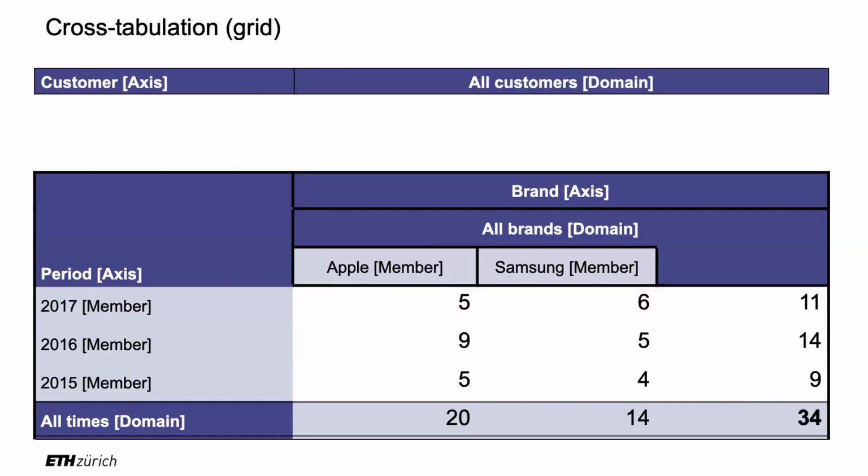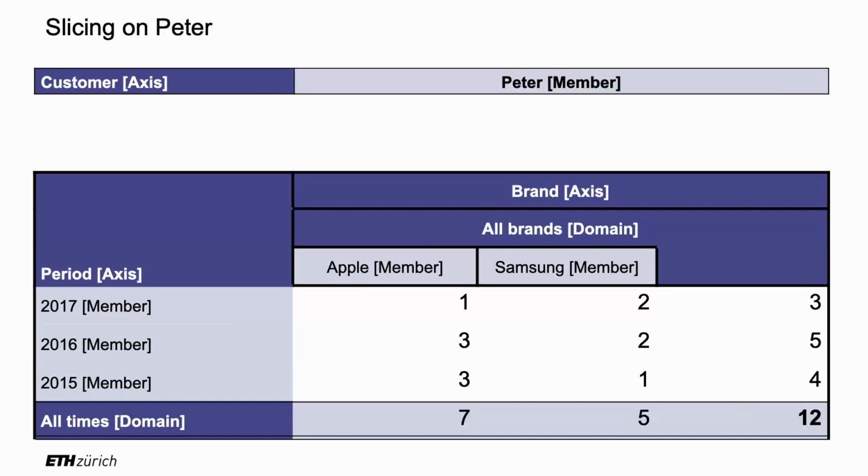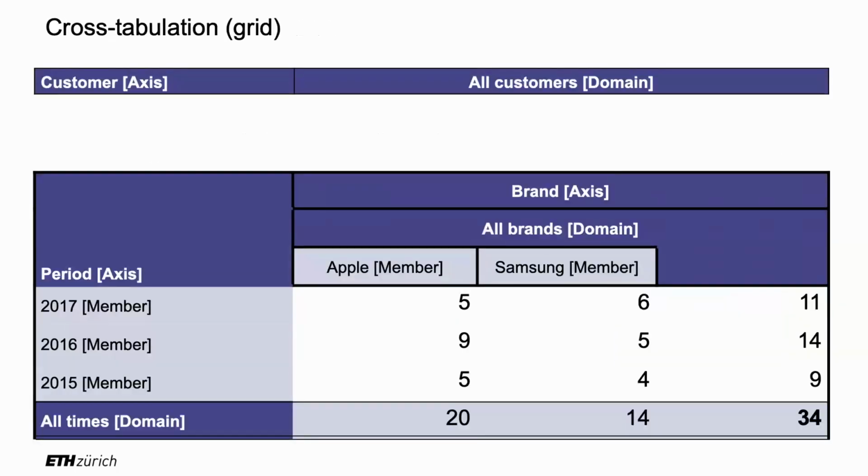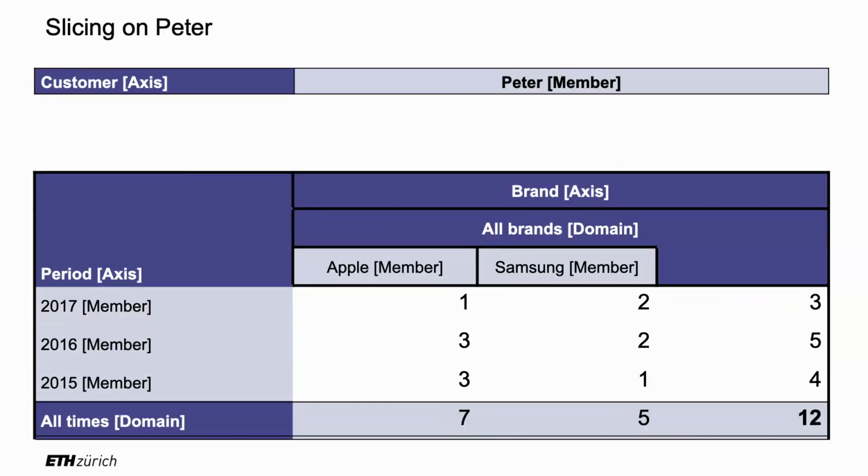Just another example. So here, if you would add to the group by cube some where clause, you could also further filter, slice on Peter and so on. Who would be able to do that in SQL too? Great. You just add a where clause, right? All you need to do is add a where clause and then filter also on customer equals Peter. That's how you do it. You can mix the where and the group by.